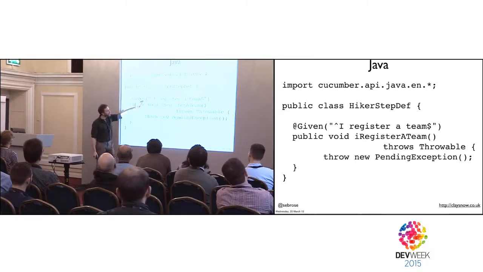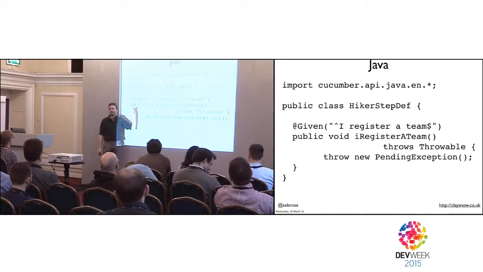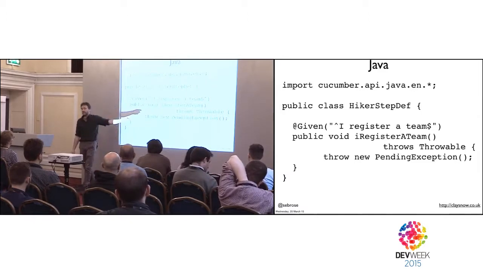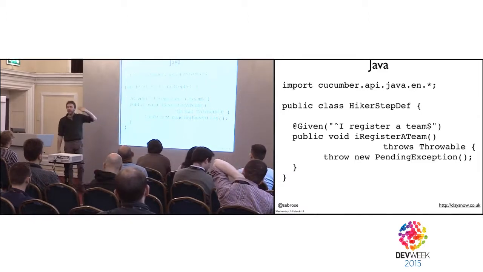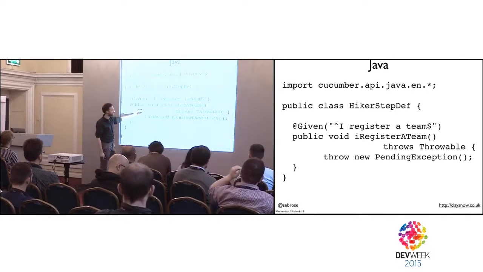Then we've got public void method. Now here we're getting a clue. This is a void method, so it doesn't care what you return. In fact, in Java, you could return an int, you could return an object, you can return whatever you like. Cucumber will call a method and ignore the return value. It doesn't care.